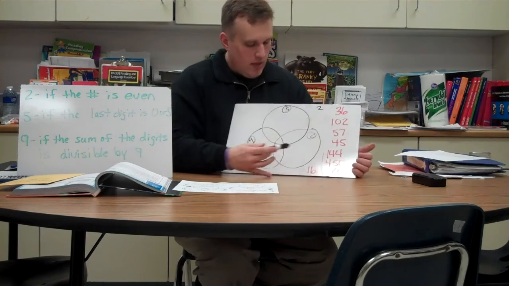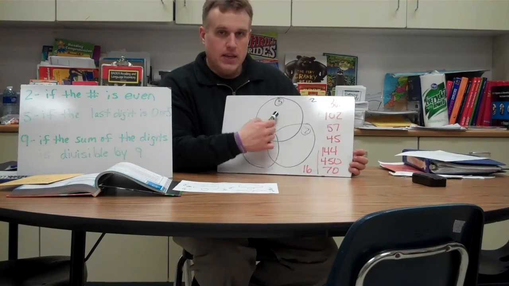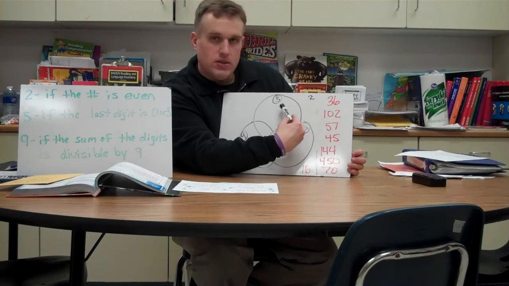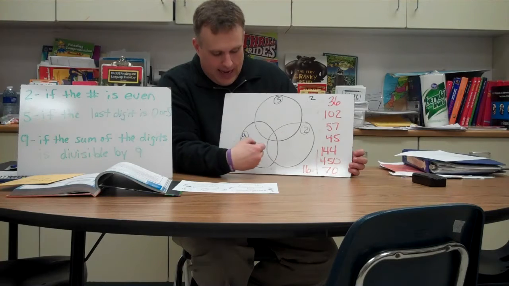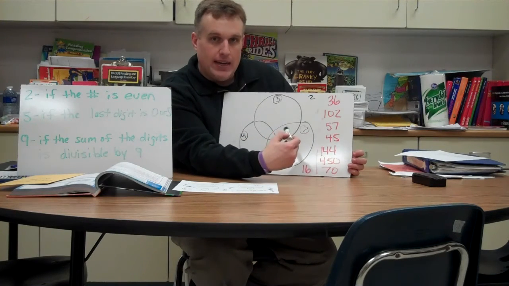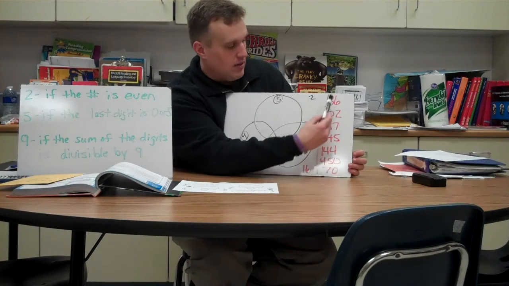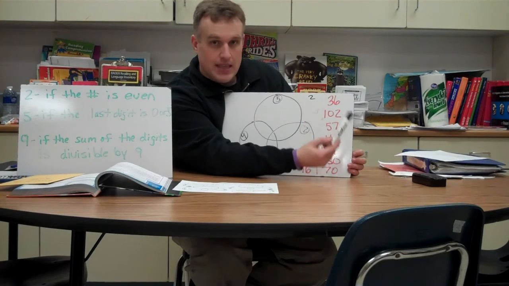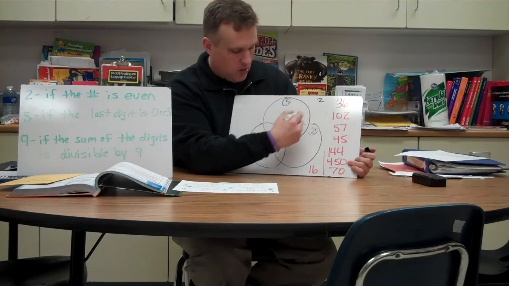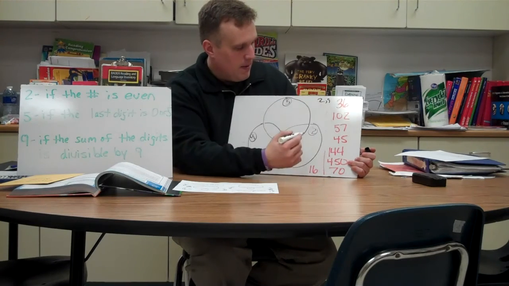Okay? Next thing, I'm going to look at my 5s. Does my number end with a 0 or 5? It does not, so I know it's not going to be divisible by 5. Next is 9. Remember, we add the digits together, and if the sum is divisible by 9, then the number is divisible by 9. So 3 plus 6 is 9, and I know 9 can go into 9. So it's also divisible by 9.